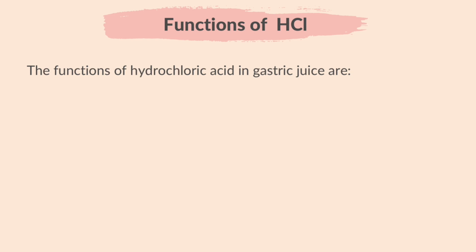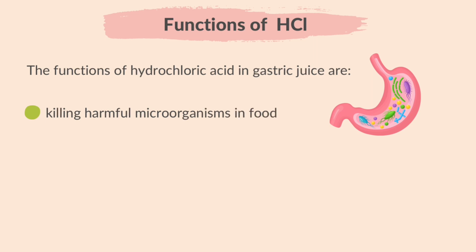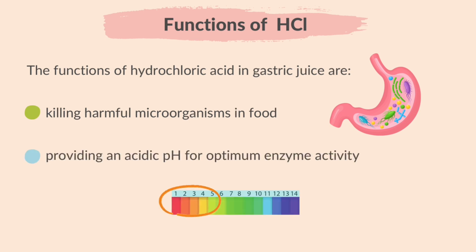Now let's learn the functions of hydrochloric acid in gastric juice. Gastric juices are fluids produced by the stomach. One of the fluids produced is hydrochloric acid. The functions of hydrochloric acid in gastric juice are: hydrochloric acid kills harmful microorganisms in food. It provides an acidic pH for optimum enzyme activity.